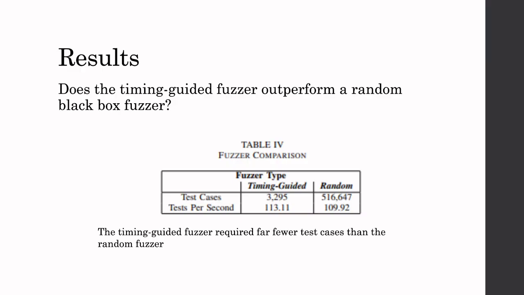Now what I saw was that the timing guided fuzzer did require far fewer test cases than the random fuzzer, which you can see here. The timing guided was about 3,000 test cases versus the random fuzzer's nearly 500,000 test cases to find the crash case. Now something interesting you might note about this table is that the timing guided tests per second is actually a bit faster than the random black box fuzzer.